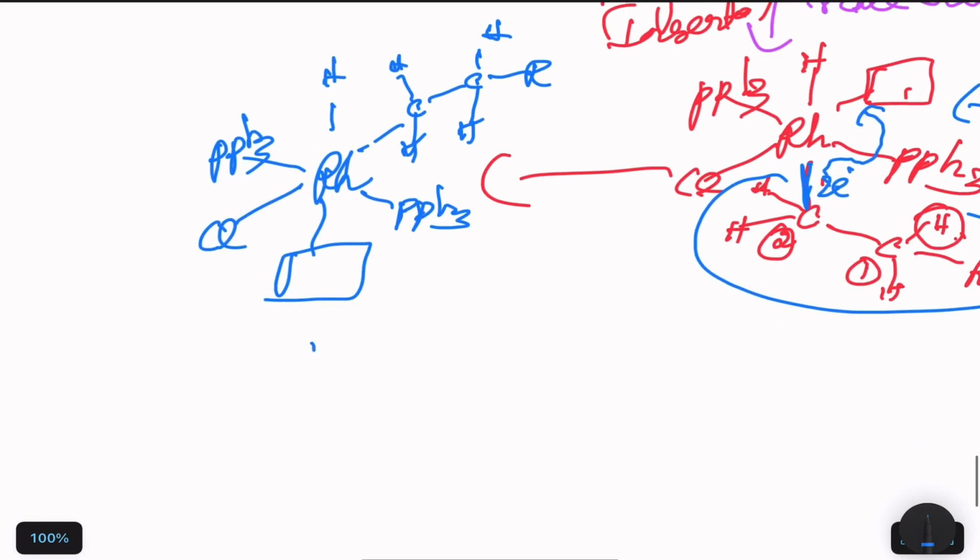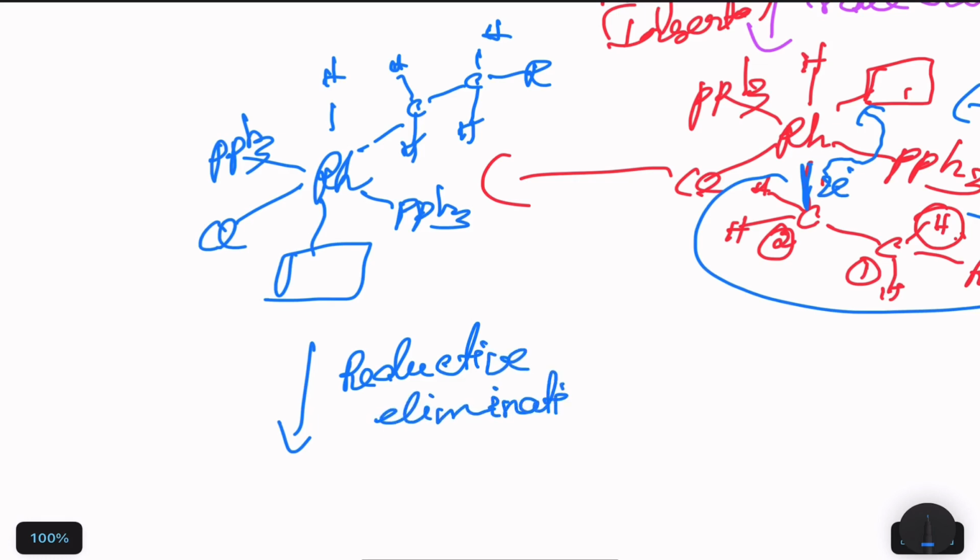Then what is happening is reductive elimination. What is meant by reduction? Reduction means something is gaining electrons. In this case the metal will gain electrons. Whenever something is gaining electrons, the oxidation state will decrease, right? And in elimination, 2 ligands are eliminated from this entire thing.